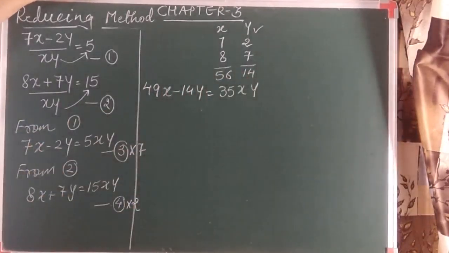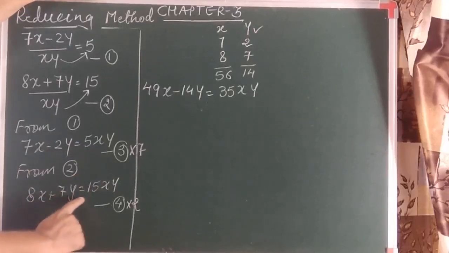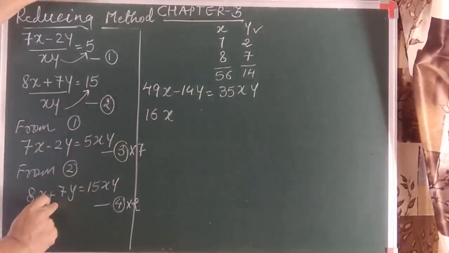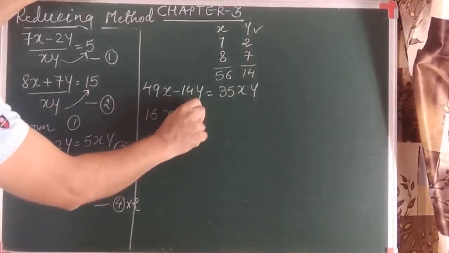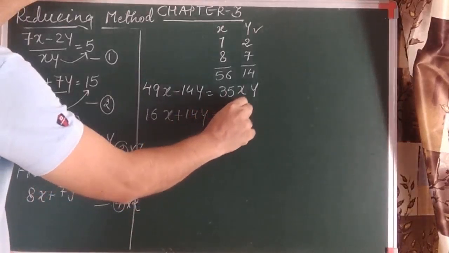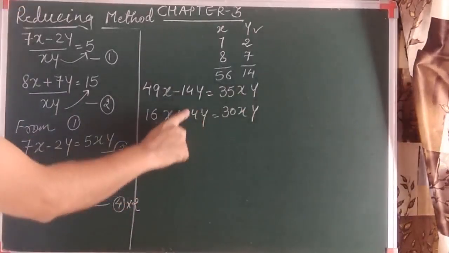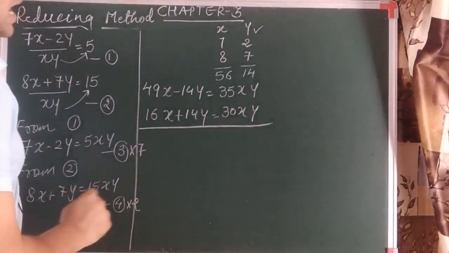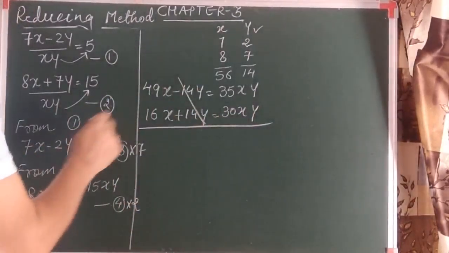This is the new equation obtained from 3. As I am supposed to multiply with 2, 16x plus 14y, 15 twos are 30x. Now you can see that the coefficients are additive inverse of each other. So I'll directly do the addition. So these both will be cut.